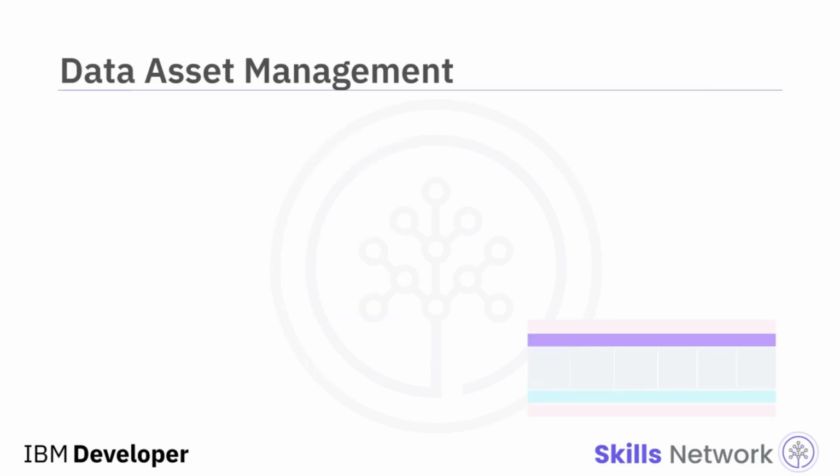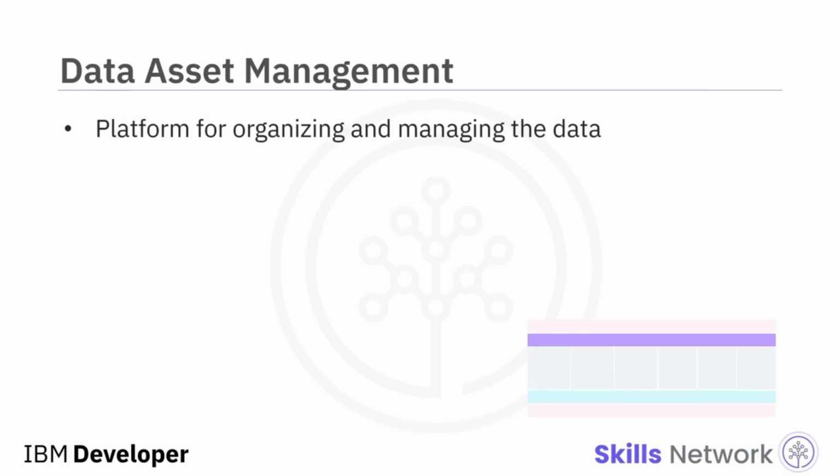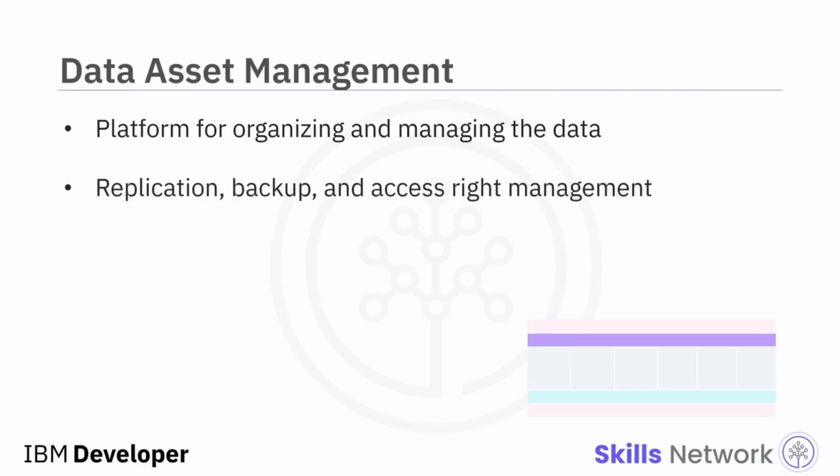So, as a data scientist, you want to properly store and organize all your images, videos, text, and other data in a central location. You also want control over who can access, edit, and manage your data. Data asset management, also called digital asset management, or DAM, is the organizing and managing of important data collected from different sources. DAM is performed on a DAM platform that allows versioning and collaboration. DAM platforms also support replication, backup, and access right management for the stored data.